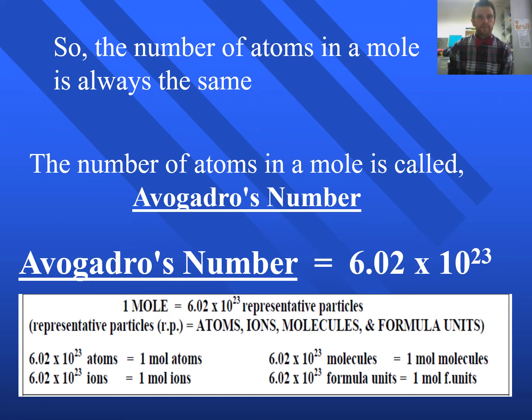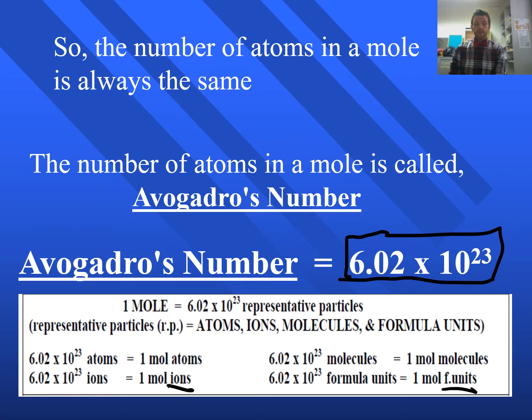Another review again. I'm going to hammer this home. So the number of atoms in a mole is always the same, and that's called Avogadro's number. And Avogadro's number is this glorious thing. And it doesn't really matter what we're talking about. We could be talking about ions, formula units, molecules. We could be talking about dogs.